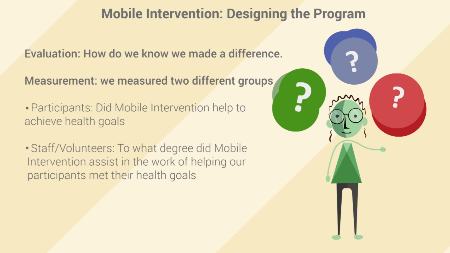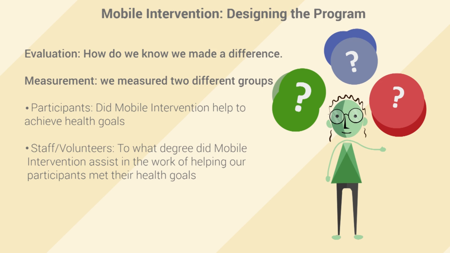And we decided that there were really two groups that we wanted to affect here. One was clearly the participants. How does that mobile intervention help me achieve my health goal? How did it help me eat those 5 servings of fruits and vegetables a day? Did the mobile intervention help me in that? And how did it help me in that? So we wanted to measure that.